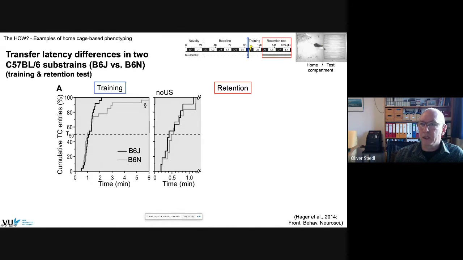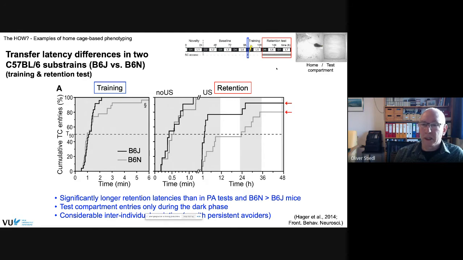Now, if we do the retention test, and we use animals that did not receive a shock upon exploration of this test compartment, you see the half time to move over is reduced. They are over in half a minute. The only motivation to move over is novelty seeking. If you use now retest animals that have been exposed to the shock in the training session, you see there are substantial differences.